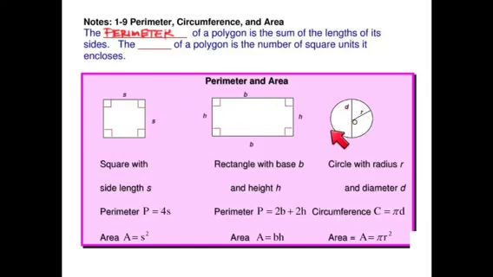In this case, we don't really call it the perimeter for a circle. We have a different term for it, which is going to be circumference. But it's the same idea. As I go all the way around, I want that distance. So it's a linear distance.